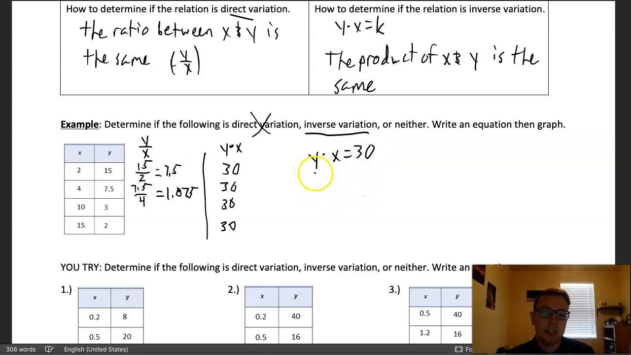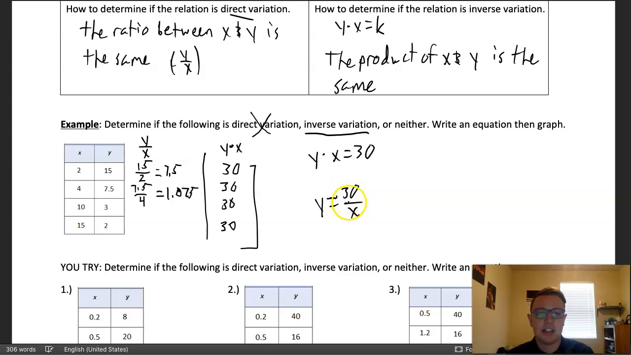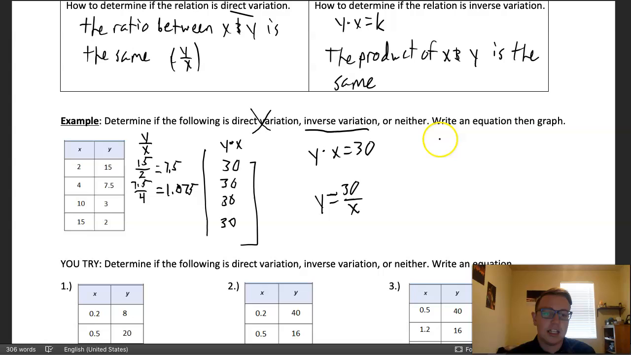So when we write this, we want to have x on the denominator. We want y by itself. Our equation is y is equal to 30 over x. So this is our equation. Y is equal to 30 over x. Or in other words, the value that you get when multiplying is the value that is your constant of variation. So that's our equation. Let's graph this.